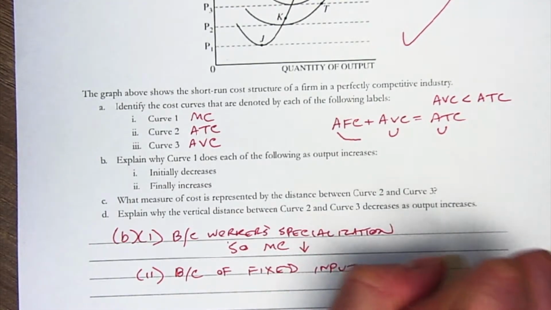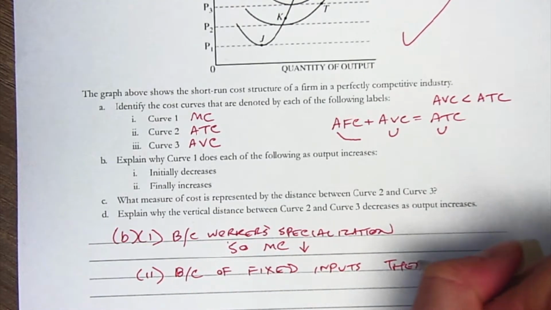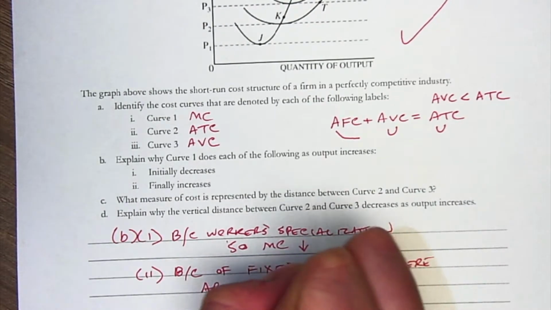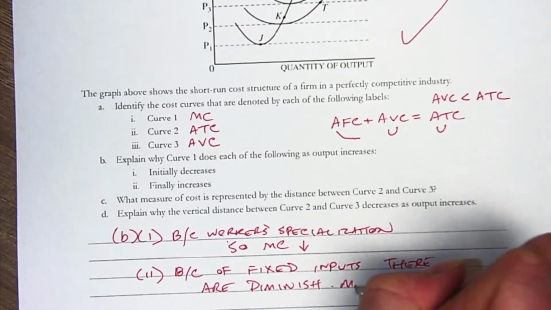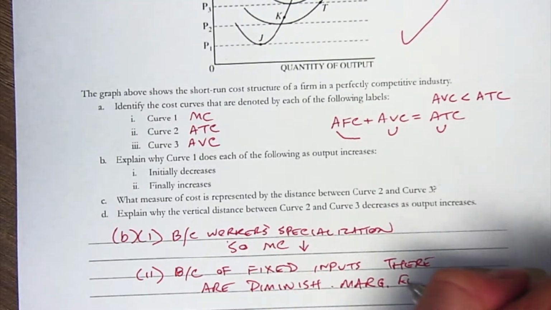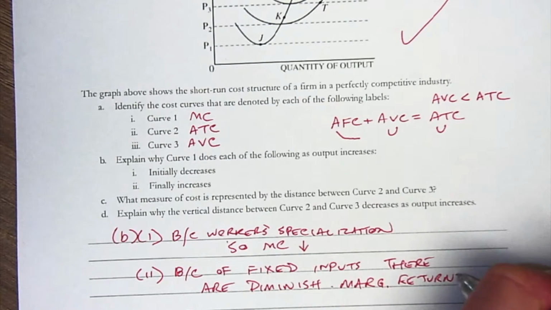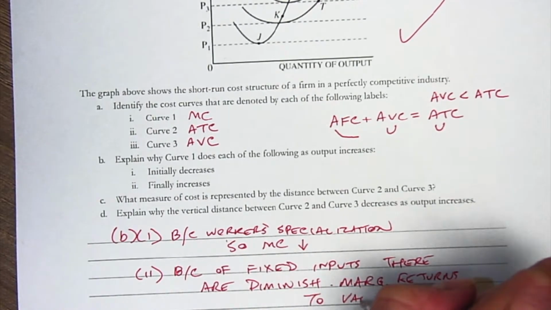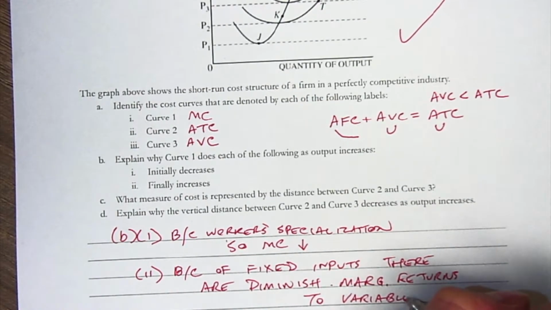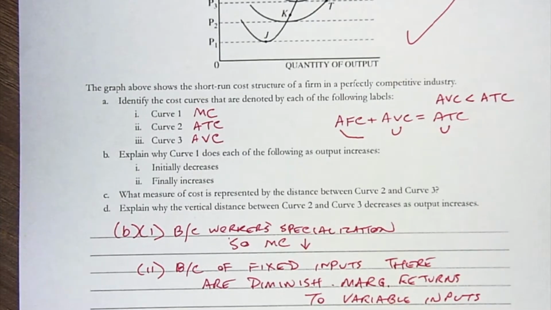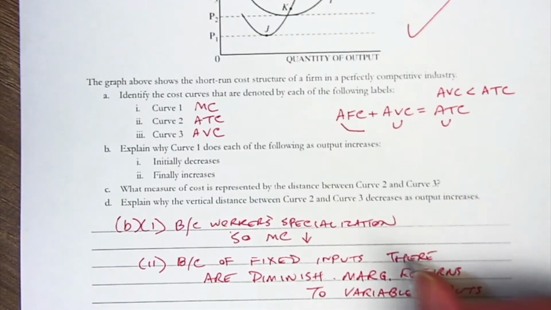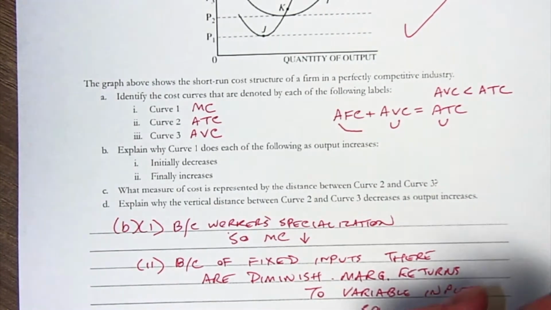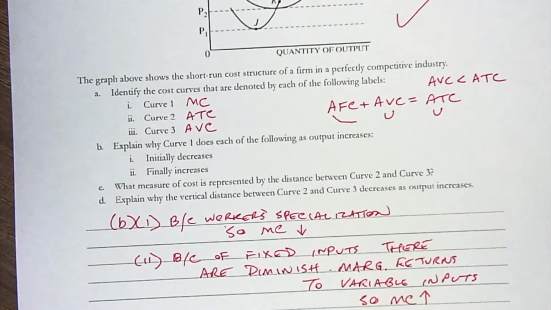For B2, because of fixed inputs, there are diminishing marginal returns to the variable inputs. So there are diminishing marginal returns to the variable inputs because of the fixed inputs. And so that's why the cost structure is going to increase. So the marginal cost will start to rise.